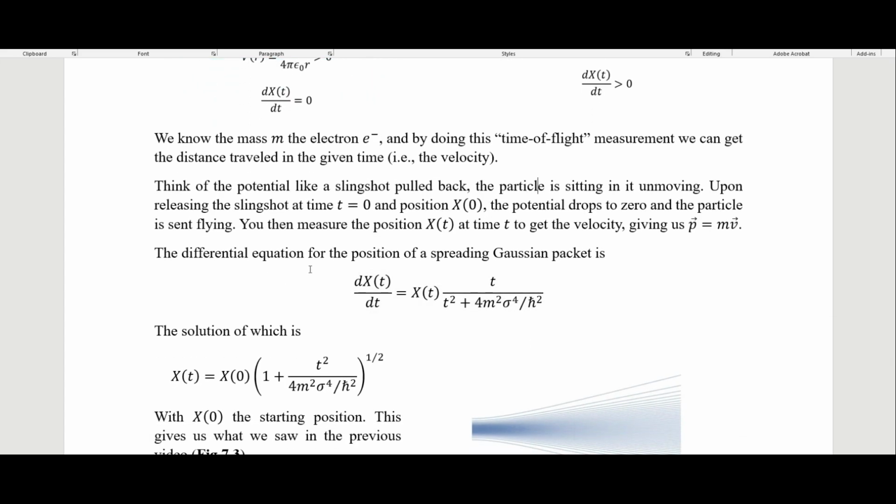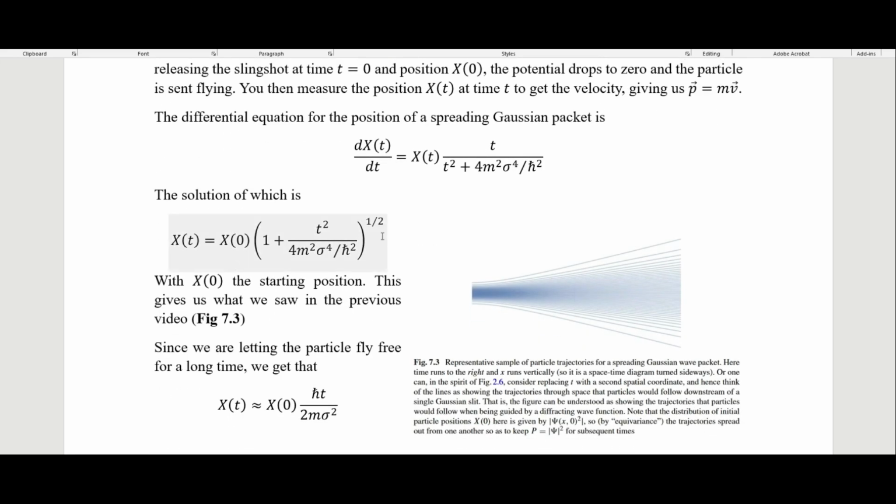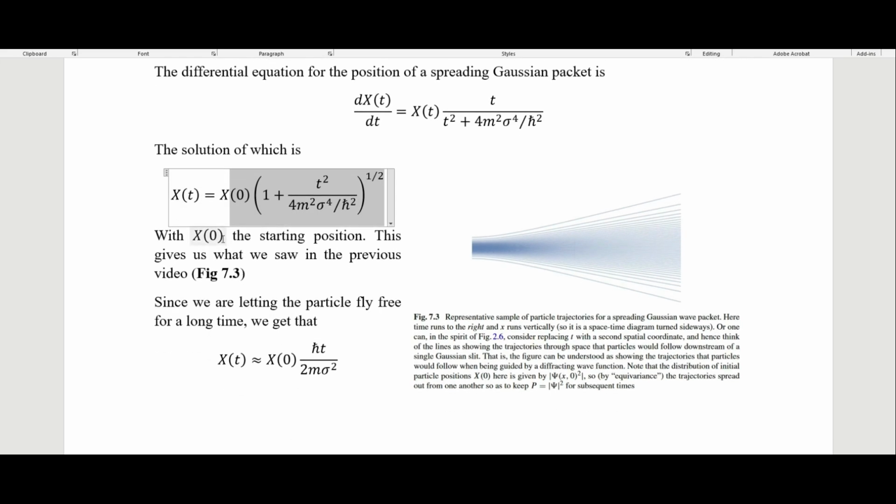So the differential equation for the position of a spreading Gaussian packet is this. I'm not going to go into how to get the solution to this, but I'll just hand this solution down from on high. So this is the solution. This function here, of position as a function of time, is going to be equal to all of this right here, where this x of 0 is the starting position.